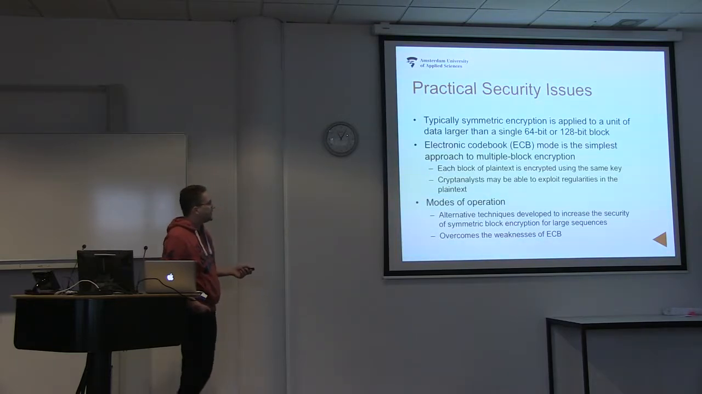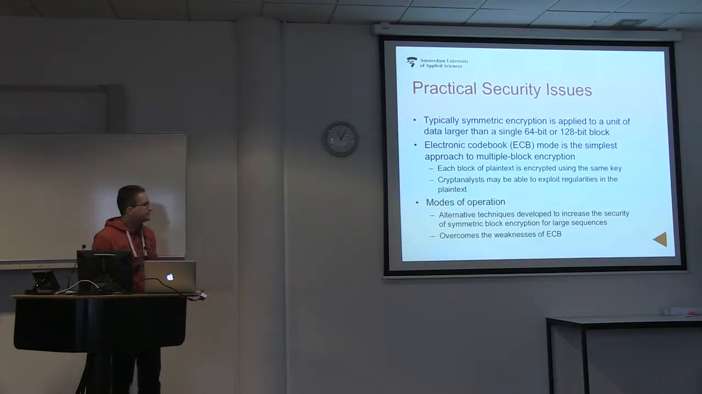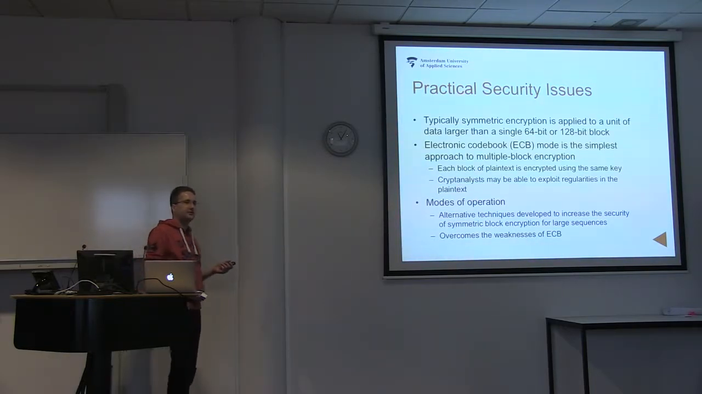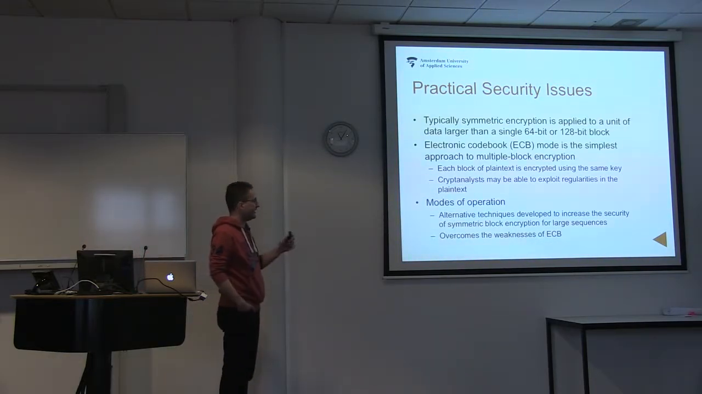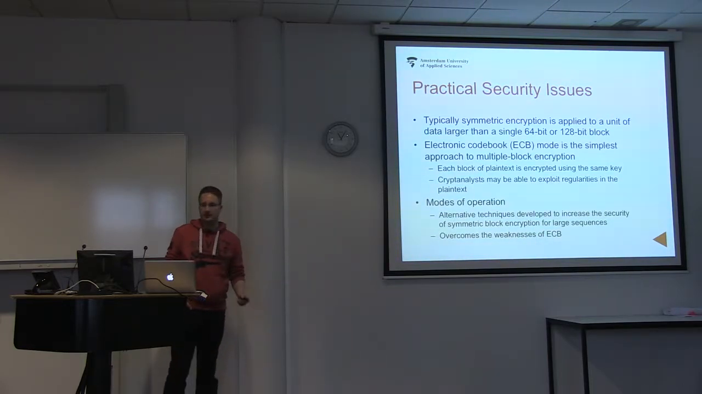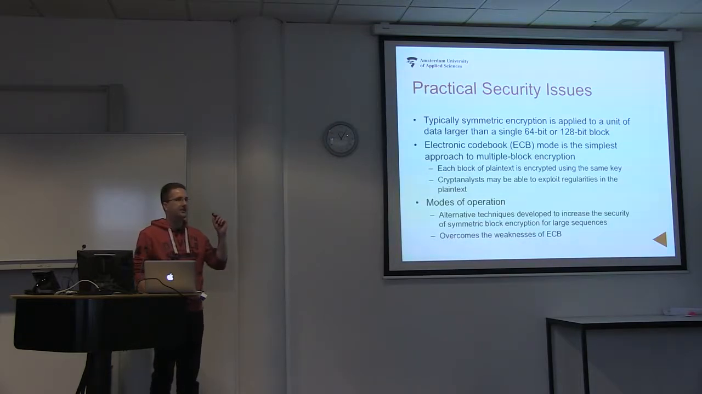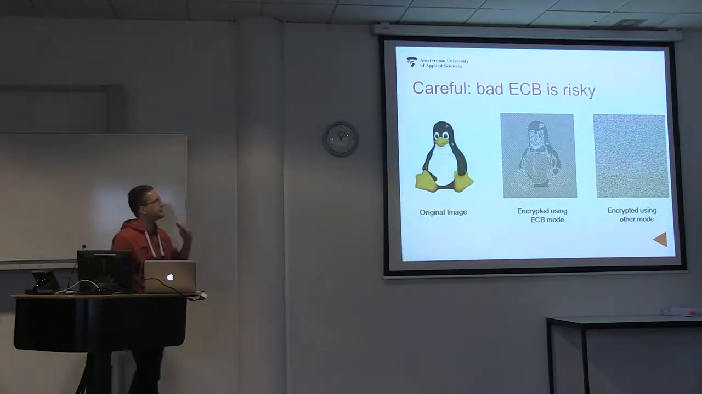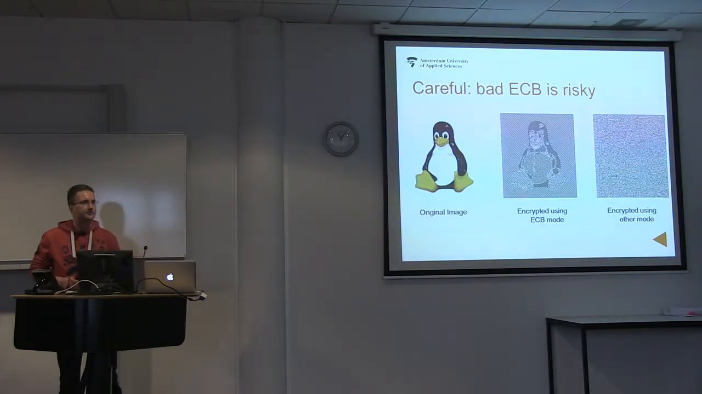So they came up with alternate ways of doing that, symmetric encryption, such as used in AES and so on, where you don't have this problem for large sequences of data. And I will show you why this simple ECB is so extremely dangerous. Look at this first. This is the problem.